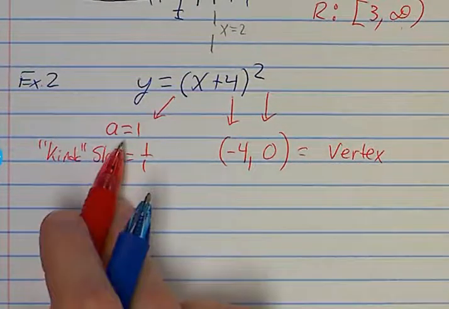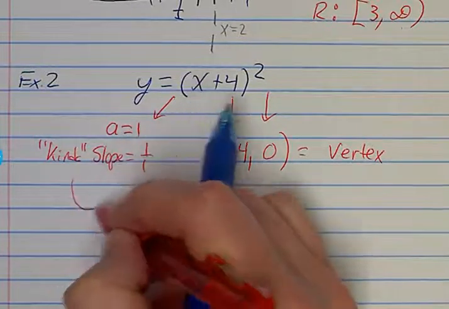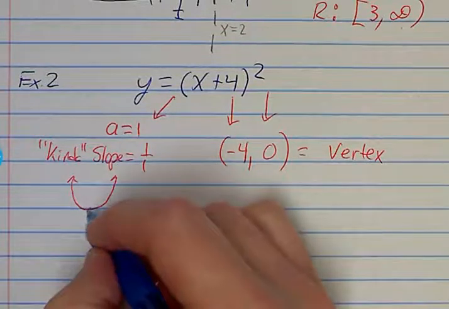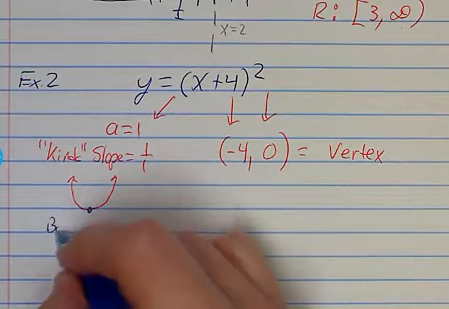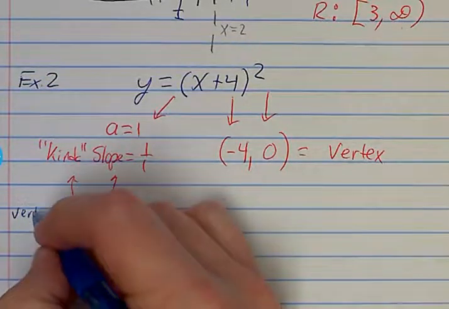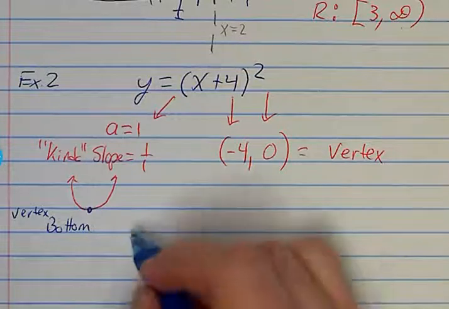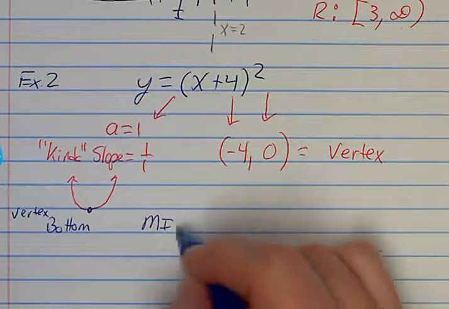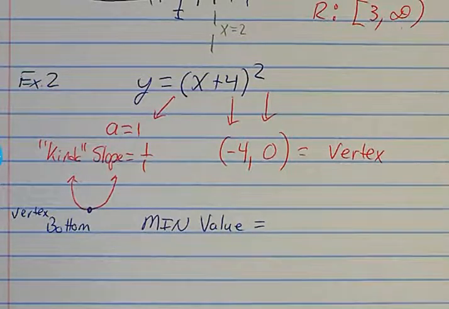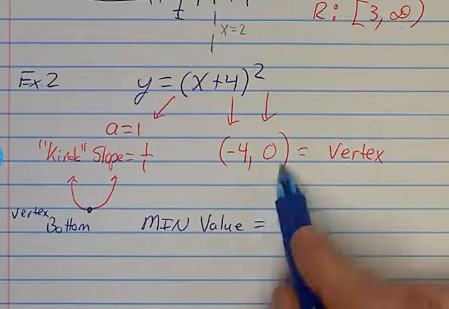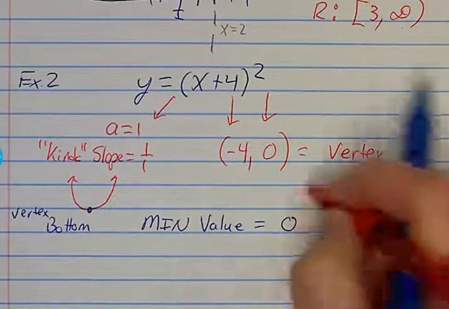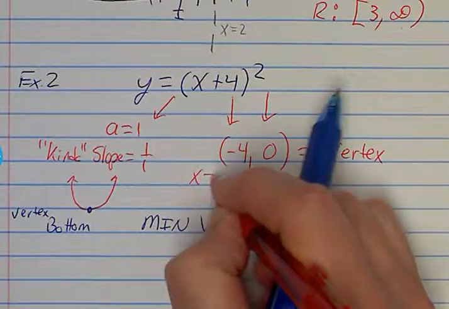Okay, with the a value of 1, again, it's positive, so you know the graph has to look something like this, with the vertex at the bottom. And if the vertex is at the bottom, that means it's going to be a minimum value. That min value is going to be whatever this second number is, which in that case was 0. And then your axis of symmetry is going to be x equals -4.